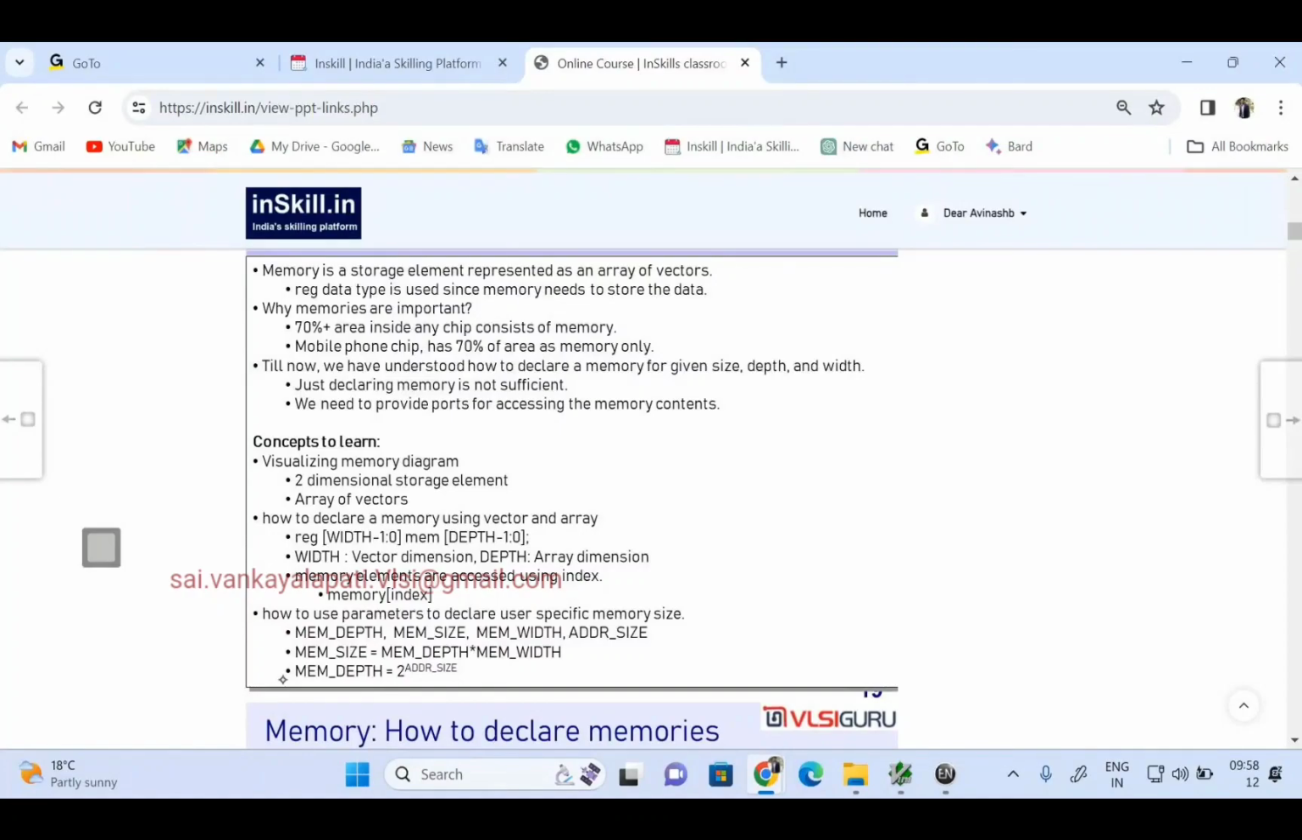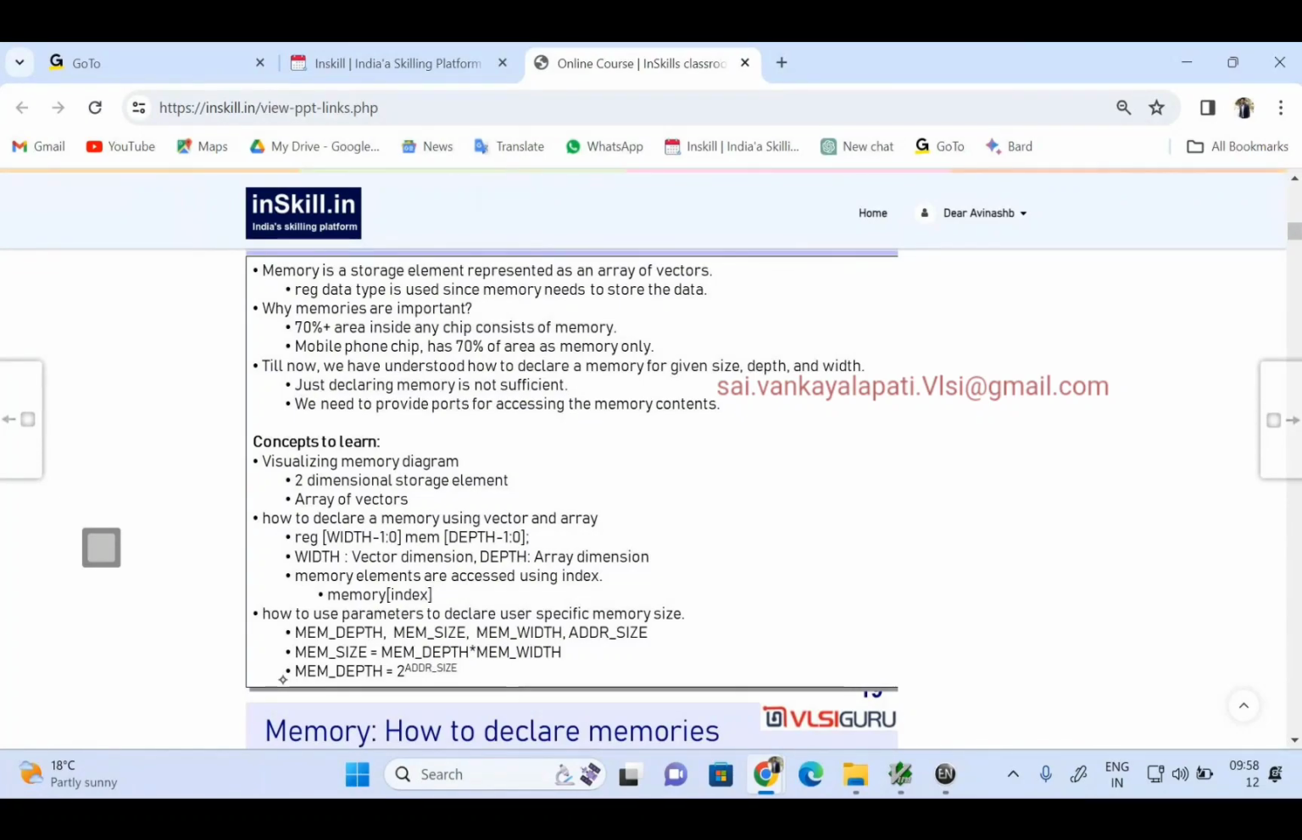You can declare parameters for the memory depth, the memory width, the memory size, and the address size. So memory size is equal to what? Just now we saw, size is nothing but depth into width. Then how do you get the memory depth? Size by width, or you can write 2 power address size. Also fine. You understand? Depth is nothing but 2 power address size. Address size is nothing but the width of the address.